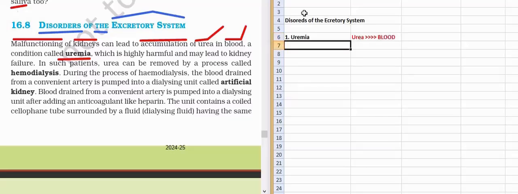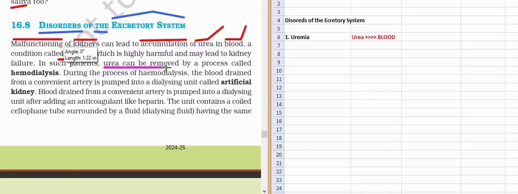In the blood. Okay. Next, this is harmful and can lead to kidney failure also, if it is not monitored and not cured. In such patients, urea can be removed artificially by a process called hemodialysis. That is blood diluting and removing.